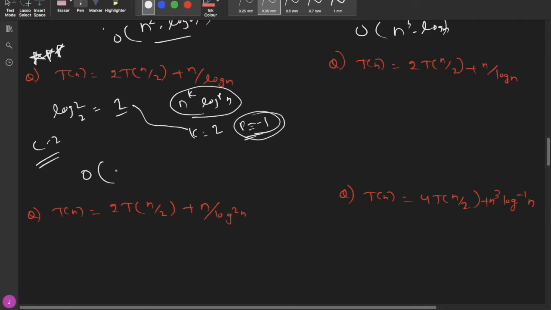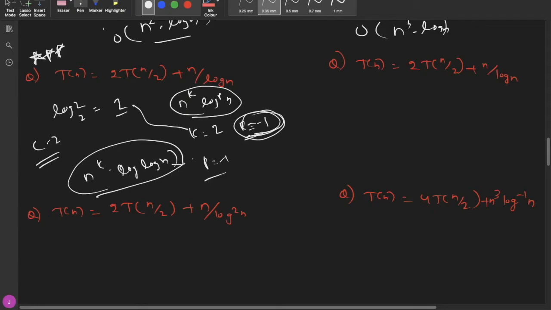In the other cases, if p value is not equal to -1 or less than -1, then we are just writing out this n power k into log n. But here a new case arises, p value is equal to -1. So if we add a log n to the right side, then it will get cancelled out and only n power k will be left. But we don't want that. We want to preserve this log -1 n. We will be writing n power k into log n if p is -1. So this is the case you have to remember.